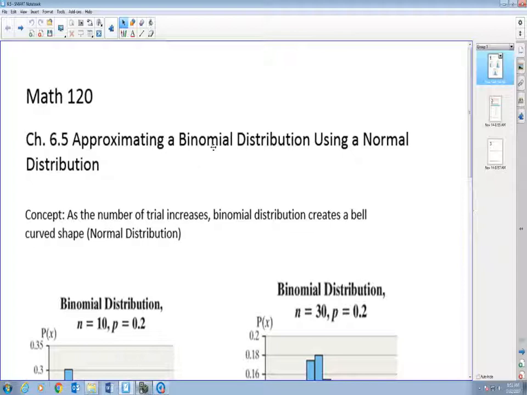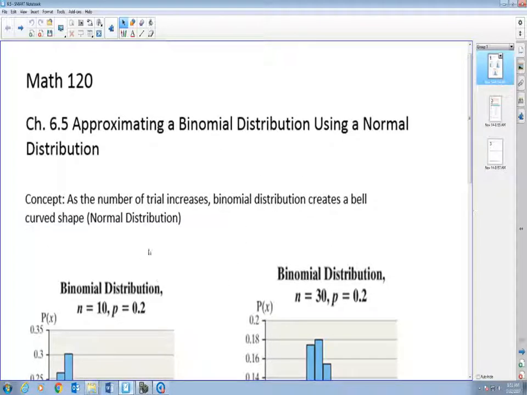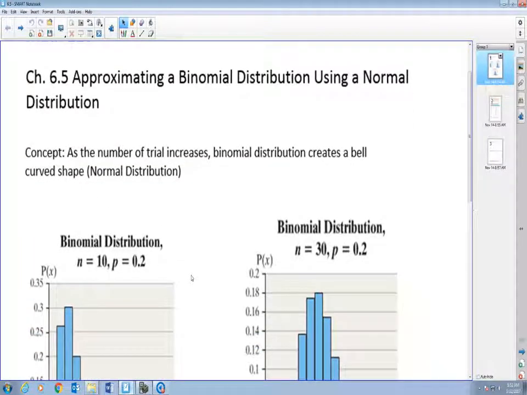Now, as you can recall, the binomial distribution in lecture video 5.2, where we use the binomial CDF or the binomial PDF to find the probability. Now we can actually use normal distribution to approximate binomial because the binomial can actually become a bell curve shape, just like a normal distribution.